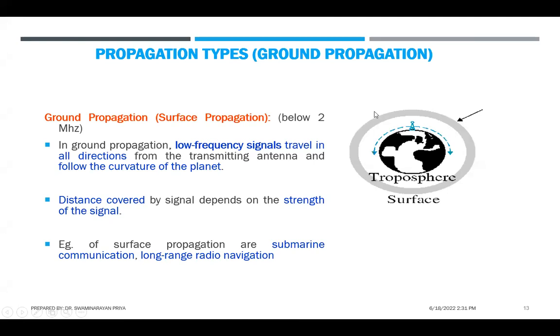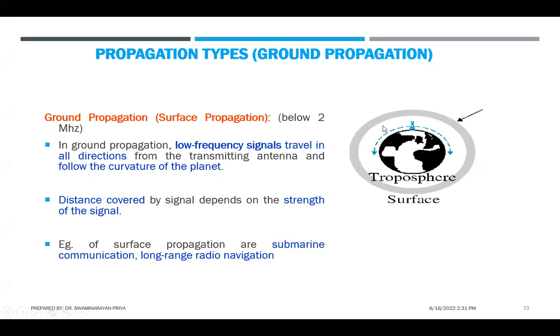And because of that reason, it is also known as ground propagation, or surface propagation, because it follows the curvature of the planet. And here, the total distance covered by the signal depends on the strength of the signal. If the signal strength is more, then it can cover more distance. If it is less, then it covers limited distance. So based on the capacity, based on the strength, we can decide how much distance can be covered by that surface propagation signal.